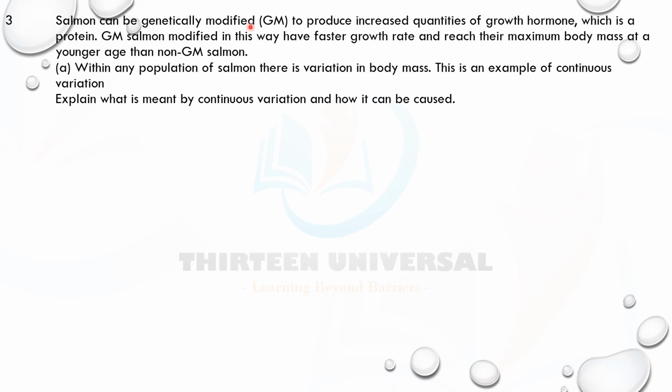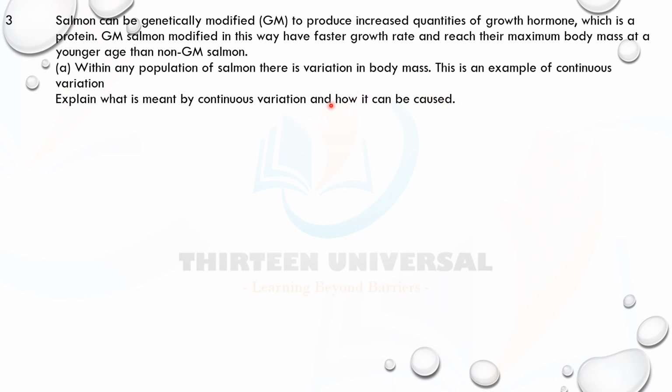Salmon can be genetically modified, GM, to produce increased quantities of growth hormone, which is a protein. GM salmon modified in this way have a faster growth rate and reach their maximum body mass at a younger age than non-GM salmon. Within any population of salmon, there is variation in body mass. This is an example of continuous variation. Explain what is meant by continuous variation and how it can be caused.